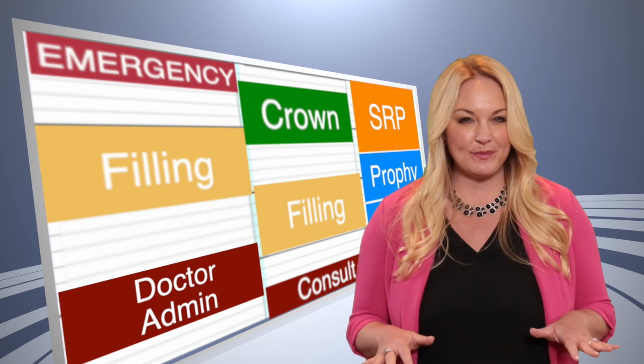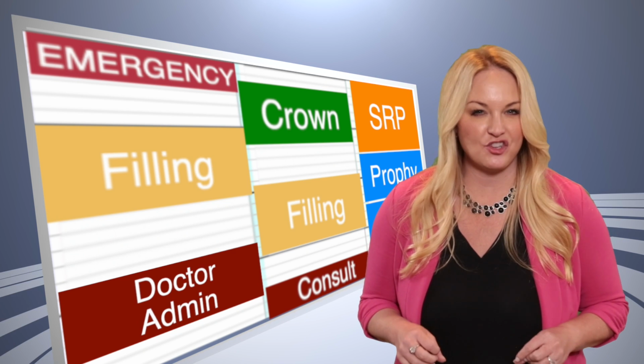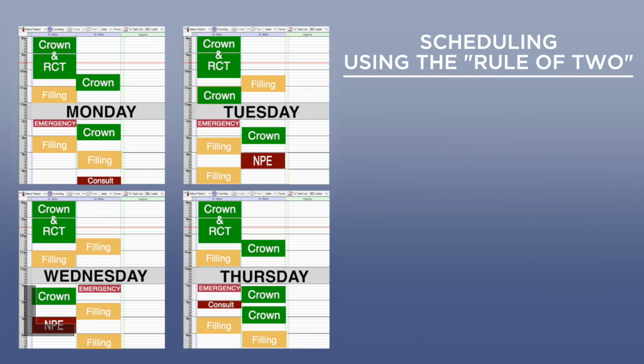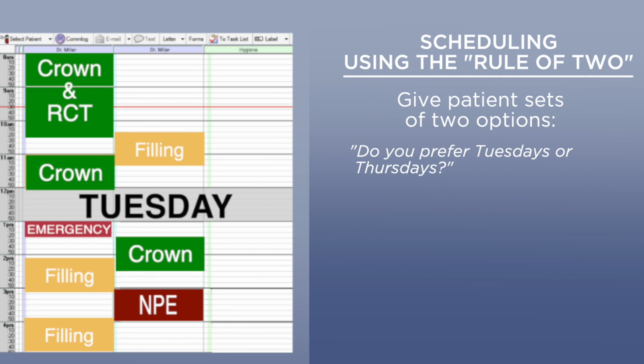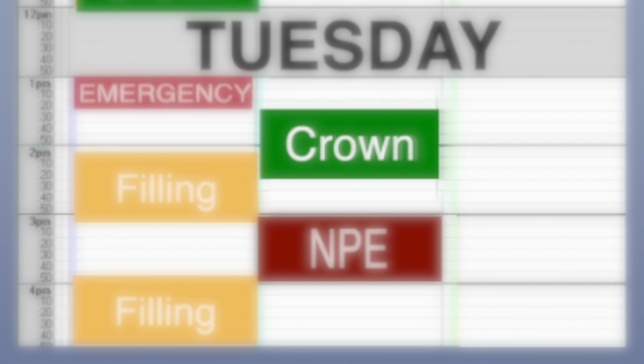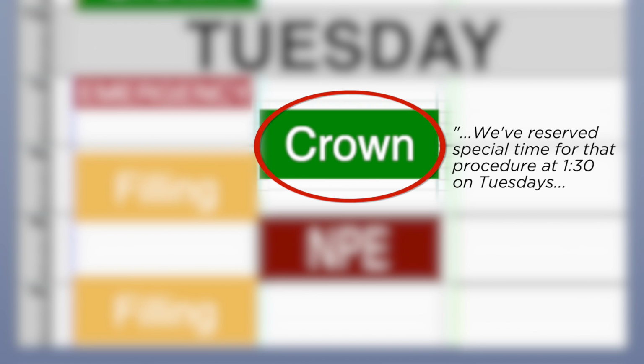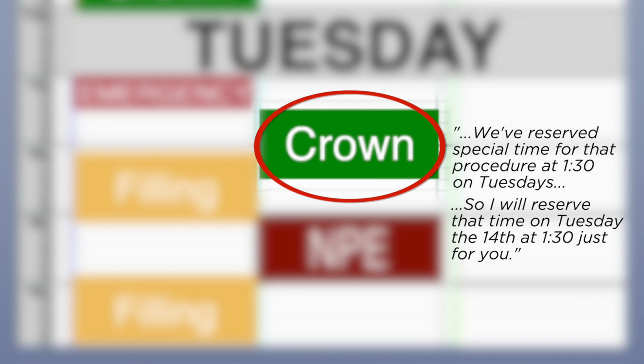Now let's say your patient Mr. Jones calls, wanting to schedule that crown prep. Remember, in this game, he plays by your rules, and so you're going to use the rule of 2. Give him a couple sets of 2 options at a time. Mr. Jones, do you prefer Tuesdays or Thursdays? Okay, Tuesday? Do mornings or afternoons work better? Afternoons? Great. We reserve special time for that procedure at 1:30 on Tuesdays, so I will reserve that time on Tuesday the 14th at 1:30 just for you.